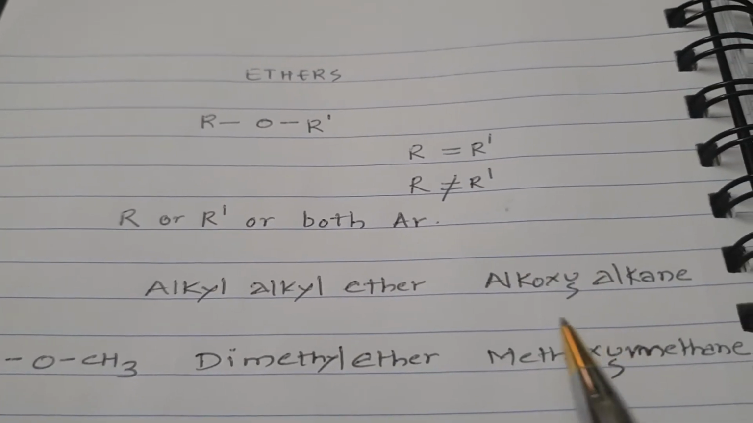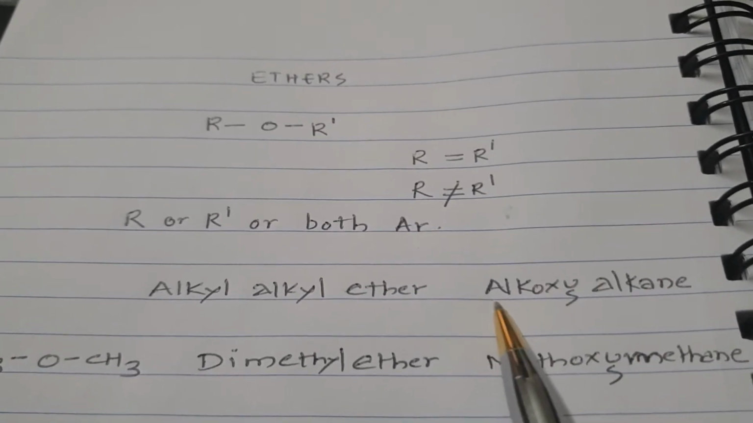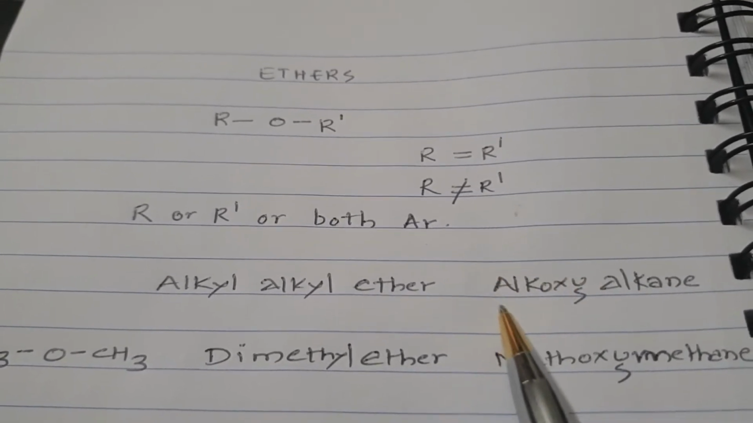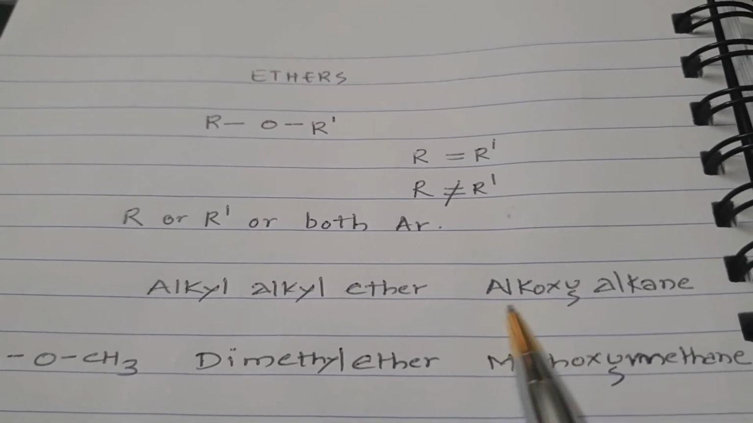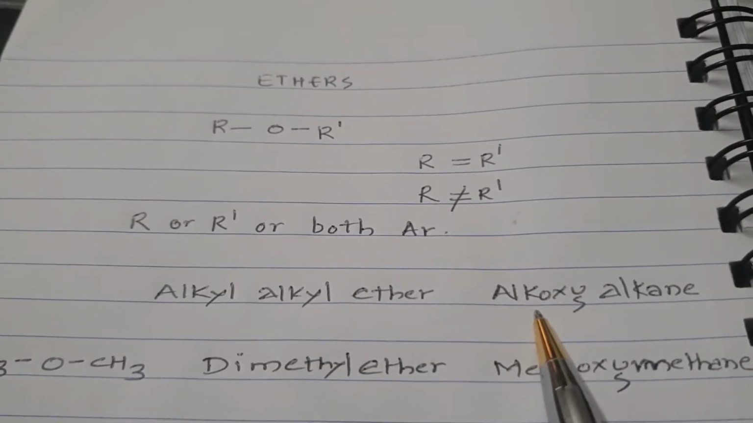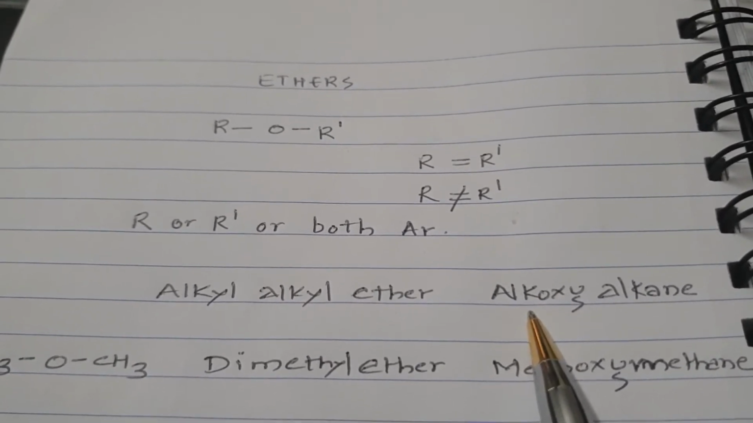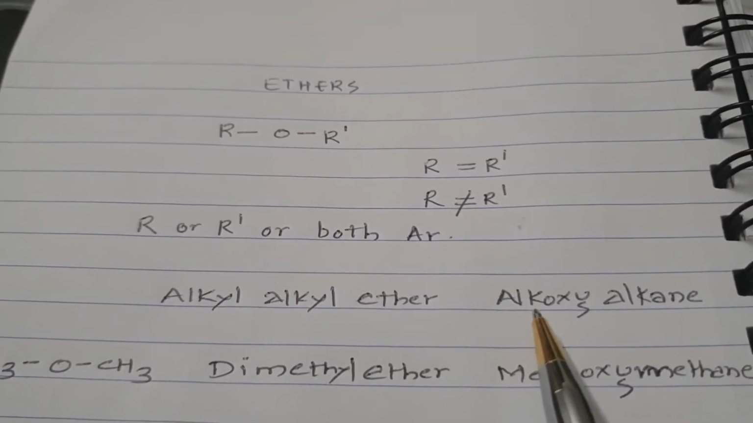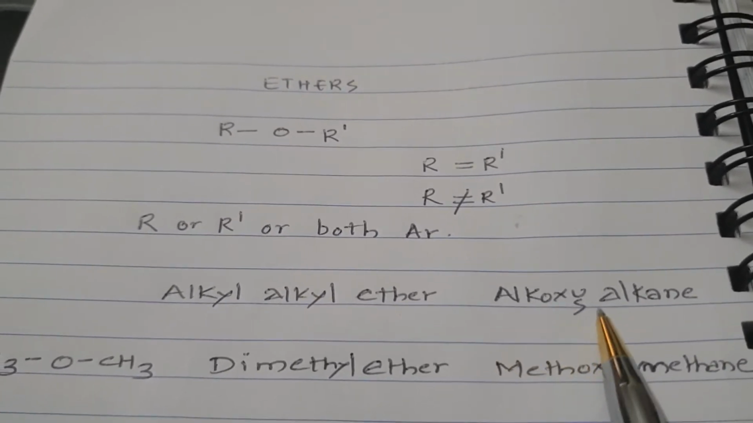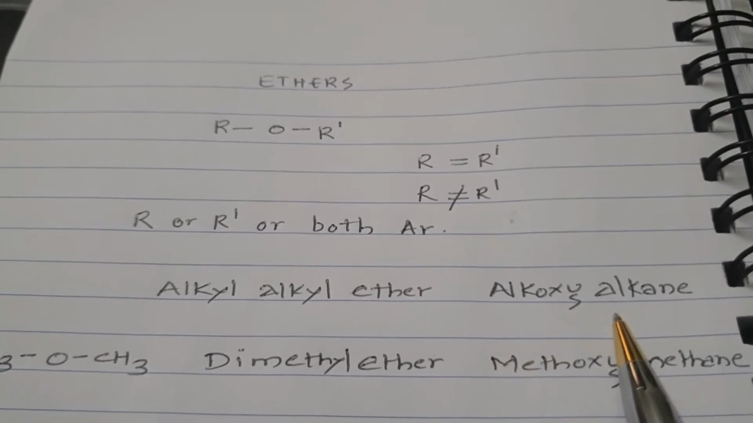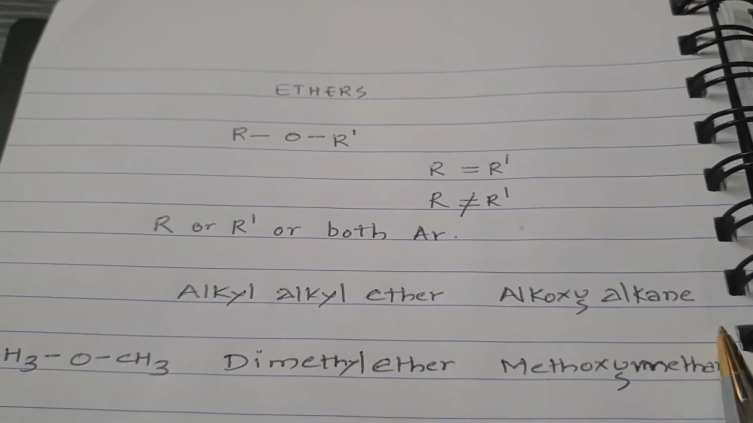Whereas, according to the IUPAC nomenclature, the alkoxy term will be taken up by that particular alkyl group which is smaller in size. That means in the same example, methyl group is a smaller group and hence the compound will be named as methoxypropane. Let us look at it by taking a few examples.